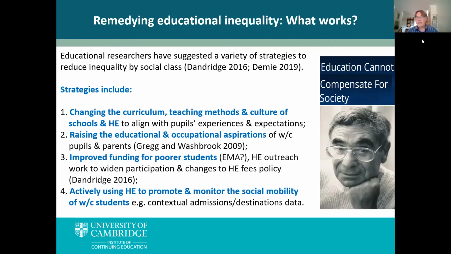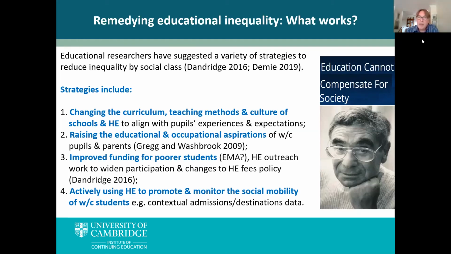And most recently, under the coalition government and the current government, we've seen a lot of emphasis placed on universities themselves and making universities responsible for monitoring the occupational destinations of the students they teach to see whether or not universities promote upward social mobility.